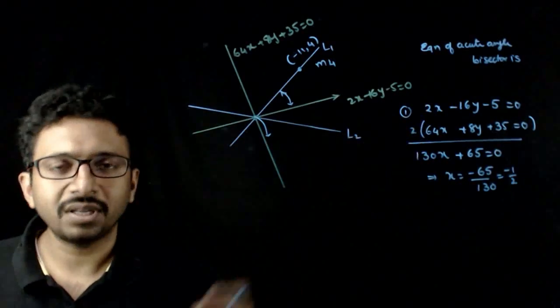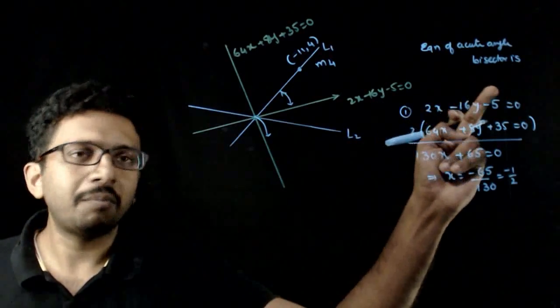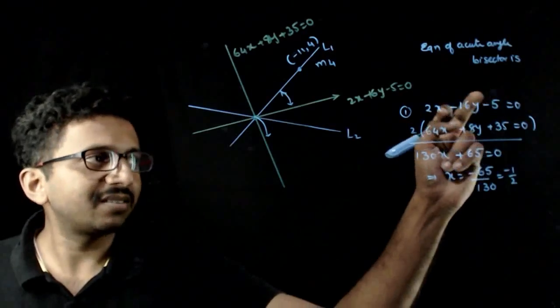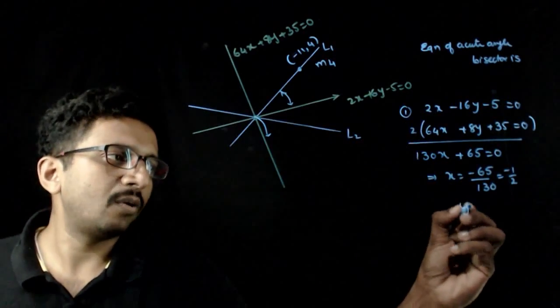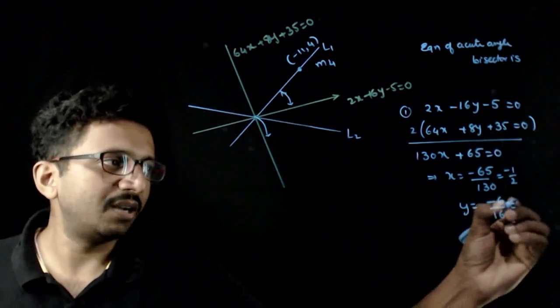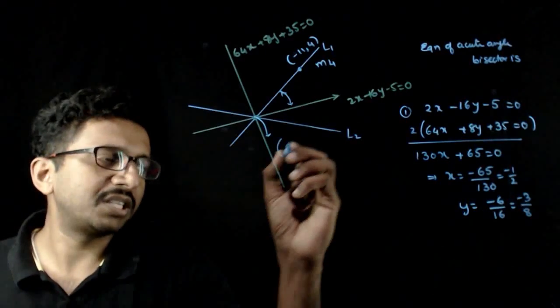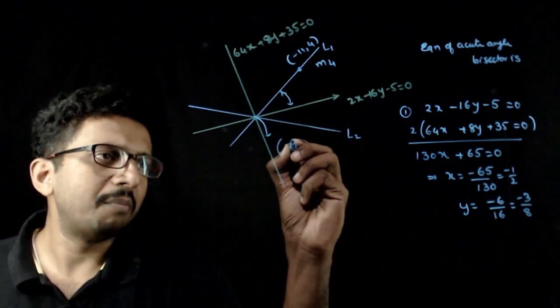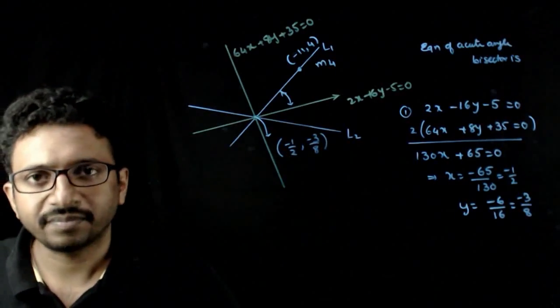Now let us substitute my x in the equation. So 2x will be minus 1, minus 5, minus 6. So minus 6 by minus 16, so the y coordinate will be minus of 6 by 16, that is equal to minus of 3 by 8. So the point of intersection of these two is (minus 1 by 2, minus 3 by 8).